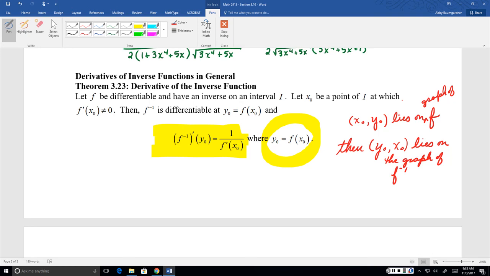And so what we could prove if we needed to is that the slope of the line tangent to the graph of f inverse, so the slope of the line tangent to this graph, is the reciprocal of the slope of the line tangent to that graph at their respective points.